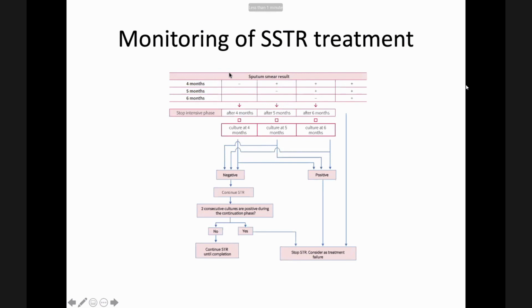So this is the same thing. Okay, so the sputum results you are going to check at 4 months, 5 months, and 6 months. Okay, so this is for the short treatment course.